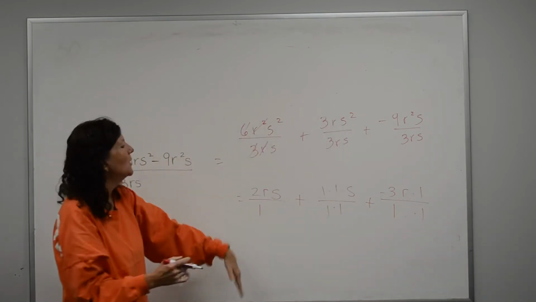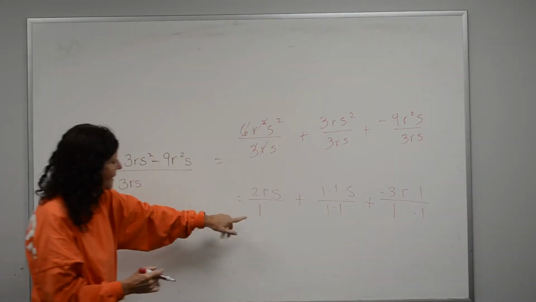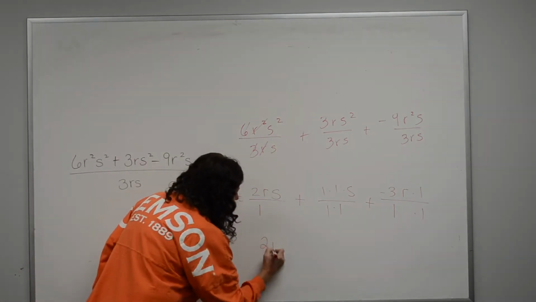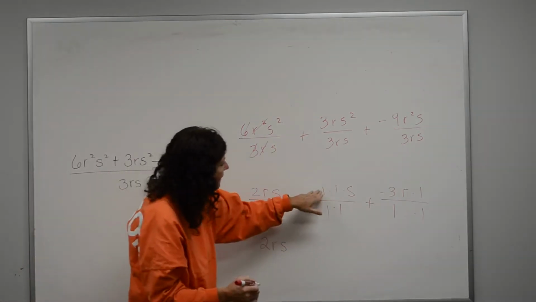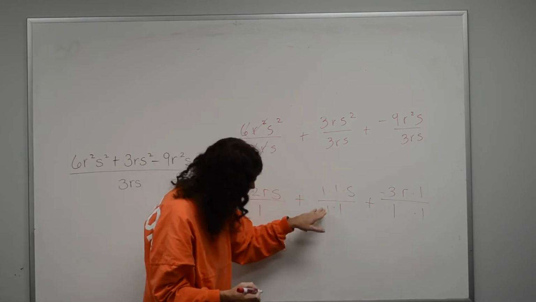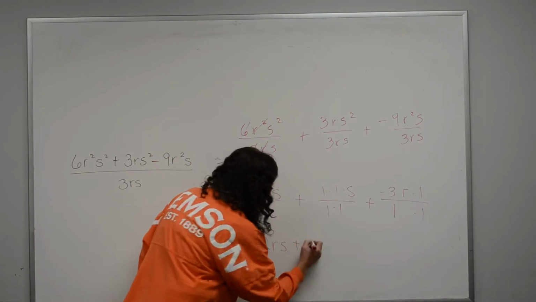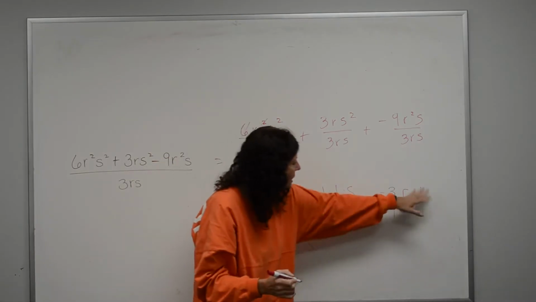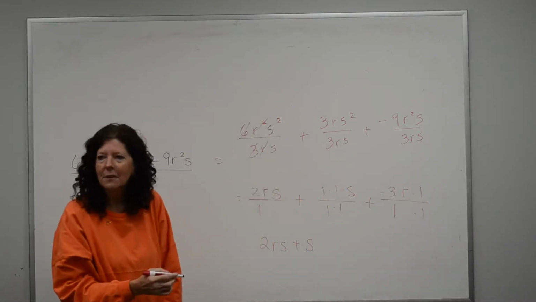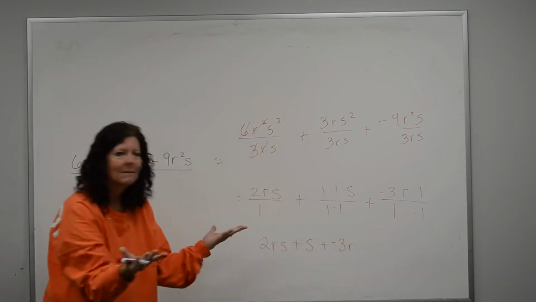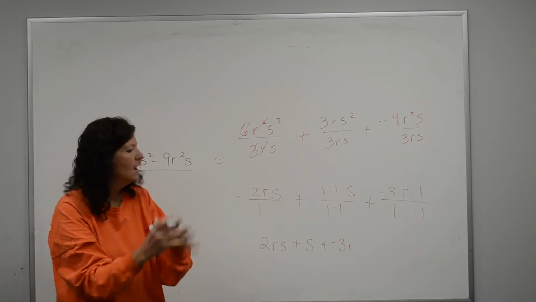Okay, now let's go through. I got a lot of 1s there that I don't need. Do I need this 1 on the bottom? No, so I'm going to rewrite that as 2rs. I've got a 1 times a 1 times an s, and a 1 times a 1. What do I really have? S. I've got a bunch of 1s there. What do I really have? Negative 3r. And that's it. Okay, very simple.